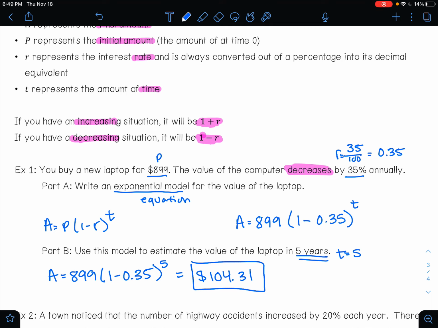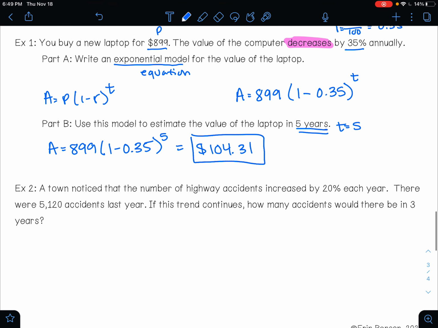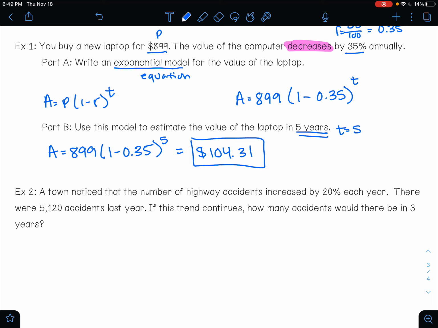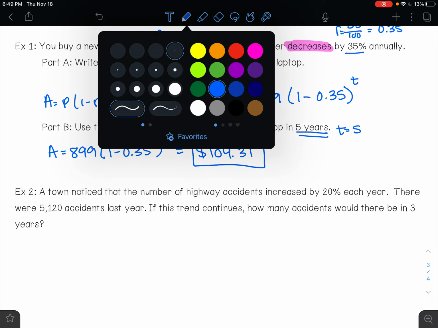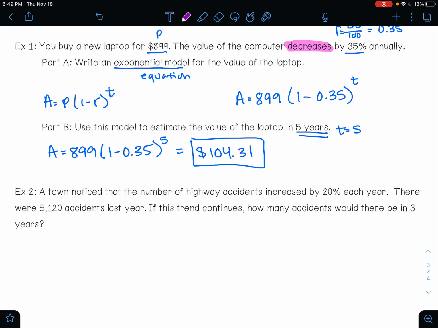If we look at example 2, a town noticed that the number of highway accidents increased by 20% each year. There were 5,120 accidents last year. If this trend continues, how many accidents would there be in 3 years? So let's see. It's increasing. So I know that I'm going to be using the plus sign, so 1 plus R. And it's increasing by 20%. So R will be 20 divided by 100, which is 0.20.